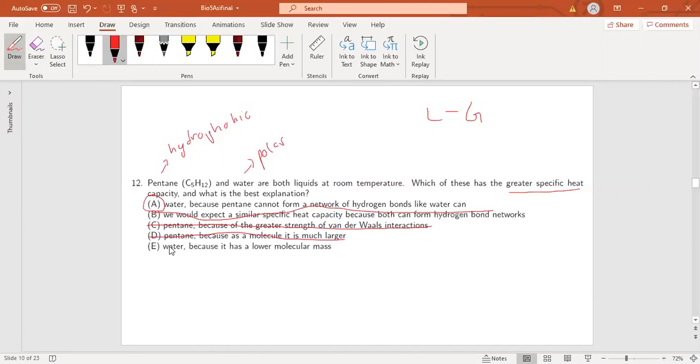Finally, E, water, which is right, however, the description is saying it's because it has a lower molecular mass. Well, the better description is because it can hydrogen bond. So we'll go with A being the answer.